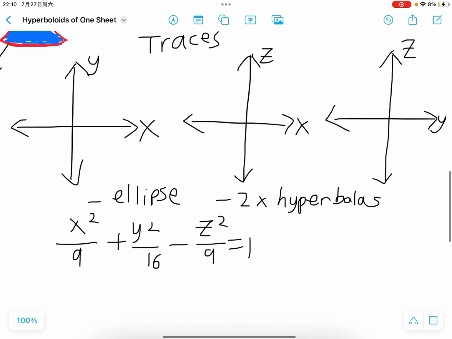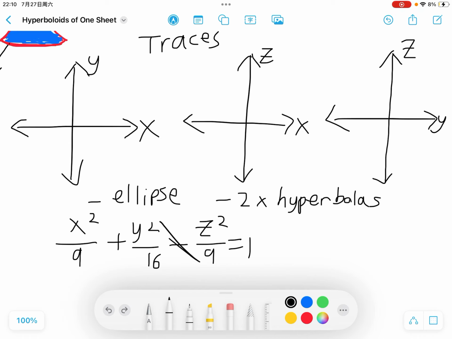This is the same logic for all the other traces, but firstly we just set z equals to 0, and we don't have this z term, so we just have x squared over 9 plus y squared over 16 is equal to 1. And this is an ellipse, so it has minor focuses at 3, -3, major focuses at 4, -4. So this is an approximation of our graph here, something like that.